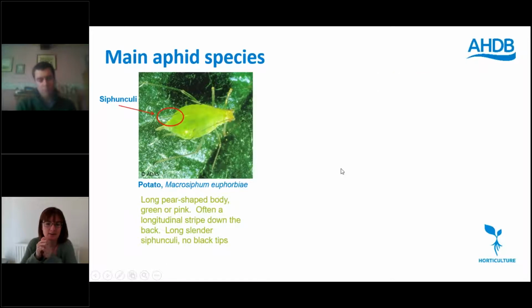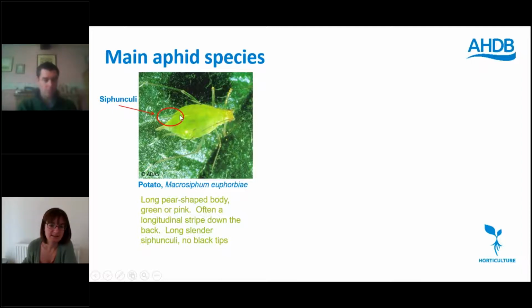Next, we are looking at the potato aphid. You can see that this one is quite similar to the peach potato aphid that we looked at earlier. The potato aphid is Macrosiphum euphorbiae. This has a similar pear-shaped body and shiny appearance. In terms of colour, it's quite often green or pink. Occasionally it can have a longitudinal stripe going down the back here.